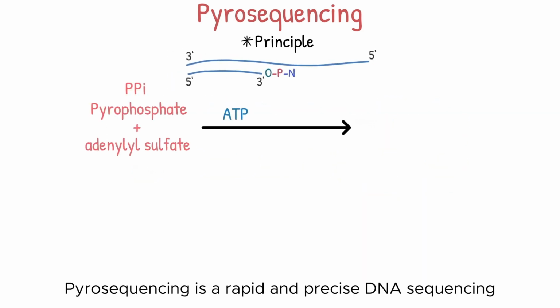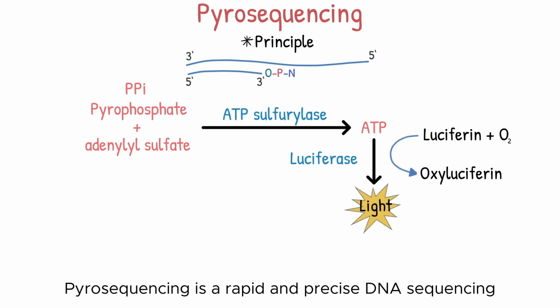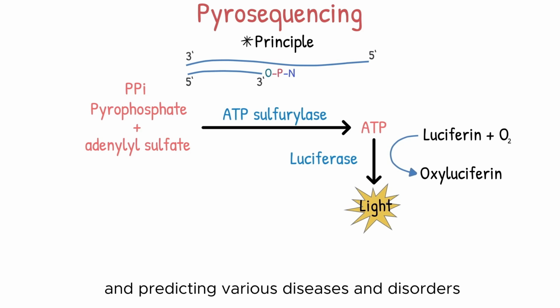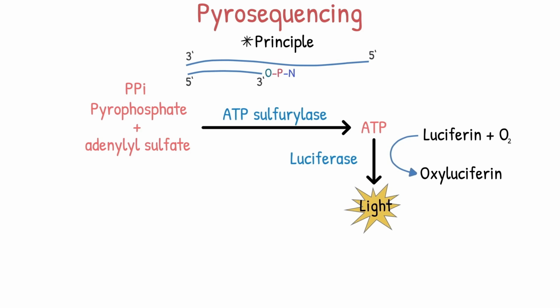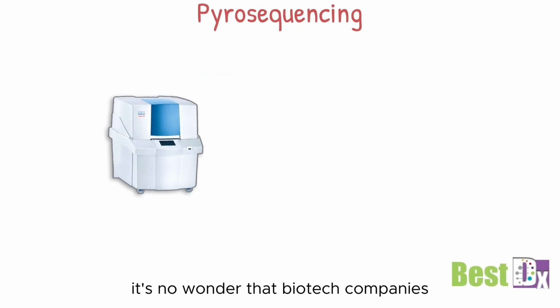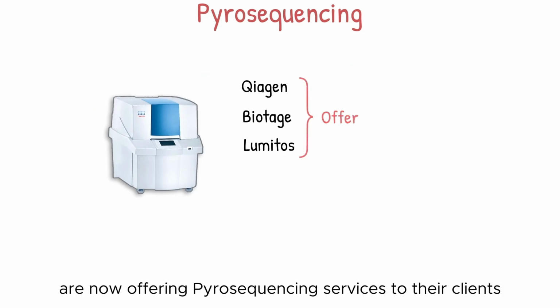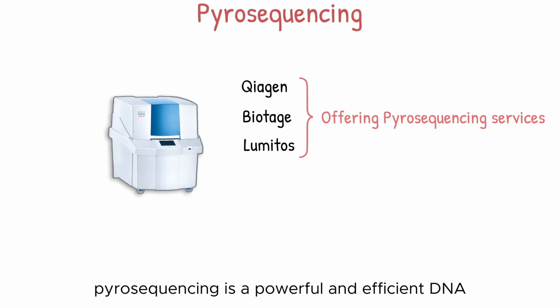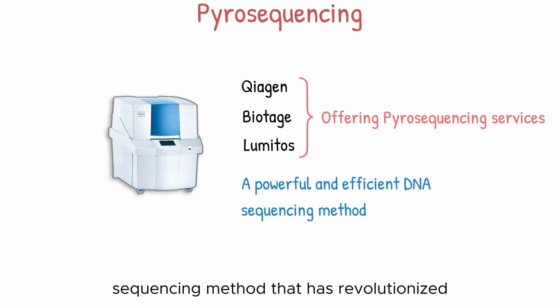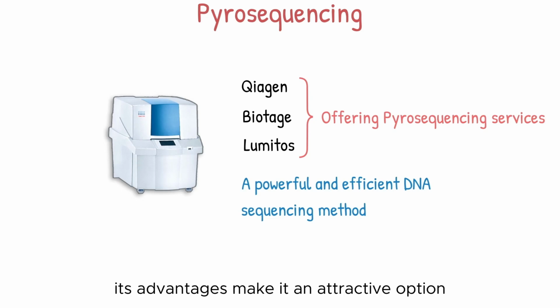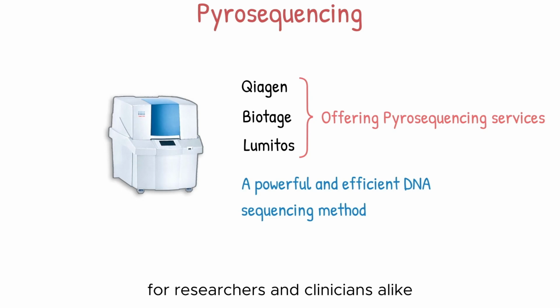Overall, pyrosequencing is a rapid and precise DNA sequencing method that has significant potential in diagnosing and predicting various diseases and disorders. Given its advantage, it's no wonder that biotech companies like Qiagen, Biotage, and Lumidos are now offering pyrosequencing services to their clients. In conclusion, pyrosequencing is a powerful and efficient DNA sequencing method that has revolutionized the field of molecular biology. While there are limitations, its advantages make it an attractive option for researchers and clinicians alike.